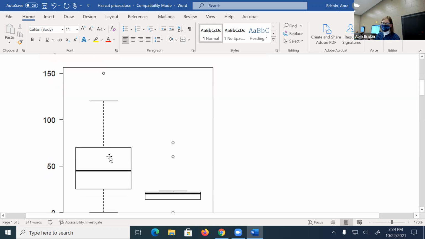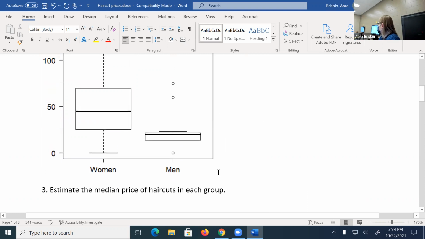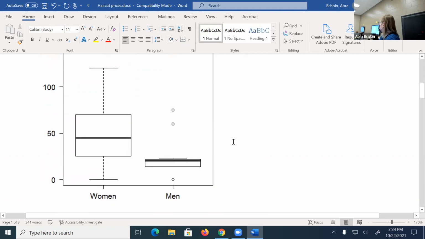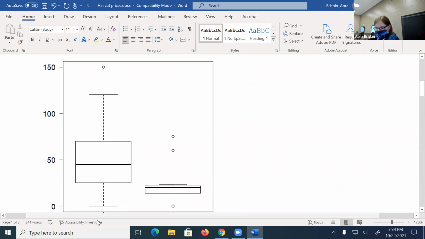All right. So for estimating the median price of haircuts, which part of the box plots are we looking at? Yeah, this middle black line. So for women it looks like the median price is 45, 48, somewhere around there. And for men, it looks like it's somewhere around 20, which is going to agree with later on in the activity. How would you describe the shape of this box plot for women's haircuts?